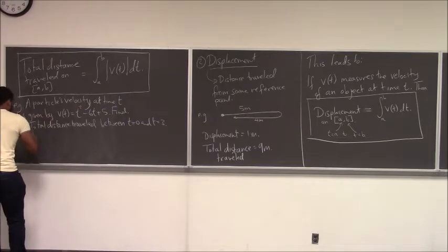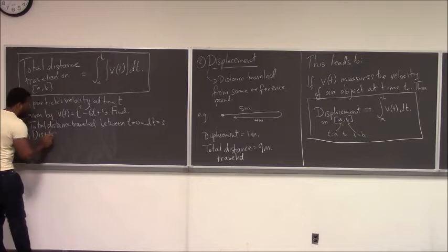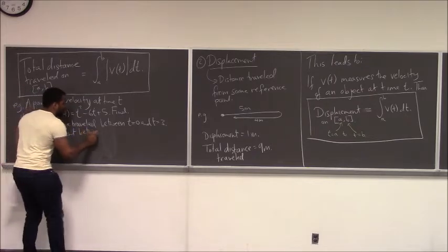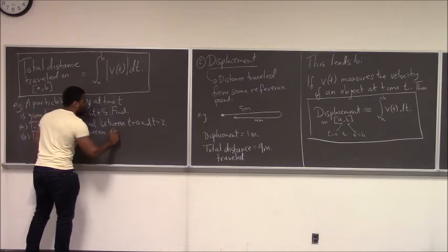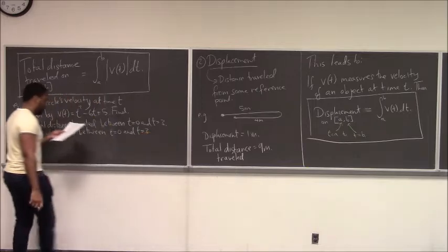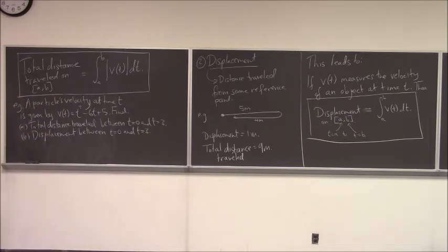B, find the displacement of the object on the same interval. So tell me the total distance this object travels on that time interval, but tell me how far it actually moved from its original position on that same time interval. These are two different kinds of questions.